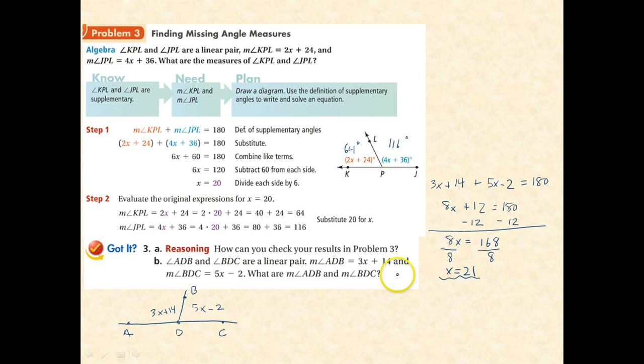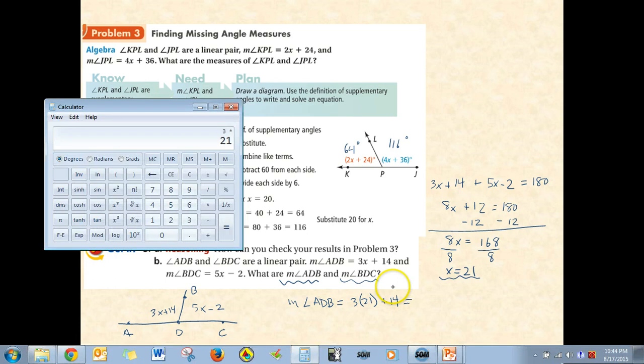Are we done? Negative. We want to find the measures of these angles. Measure of angle ADB is 3x plus 14. So 3 times 21 plus 14. 3 times 21 is 63. Plus 14 is not 882. Let's try that again. 3 times 21 is 63. Plus 14 is 77.